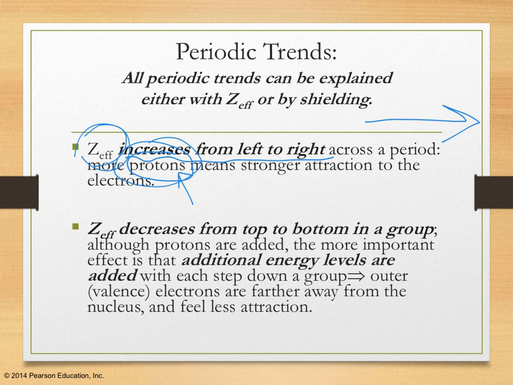On the other hand, effective nuclear charge decreases going from top to bottom down a group. This is primarily because with each step down a group on the periodic table, you are adding an additional energy level for the electrons. Every added energy level puts the valence electrons farther and farther away from the nucleus. So, of course, those valence electrons are going to feel less attraction for the nucleus. And that's actually a more profound effect than moving left to right across a period.